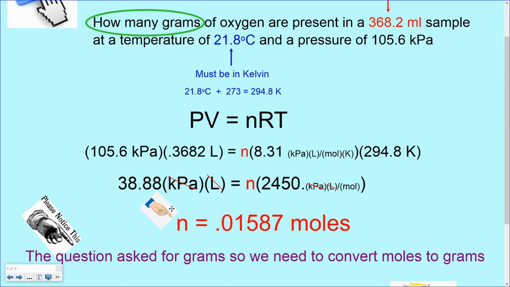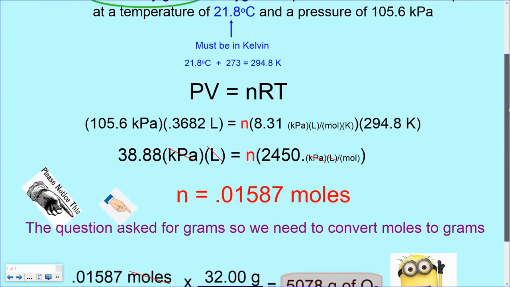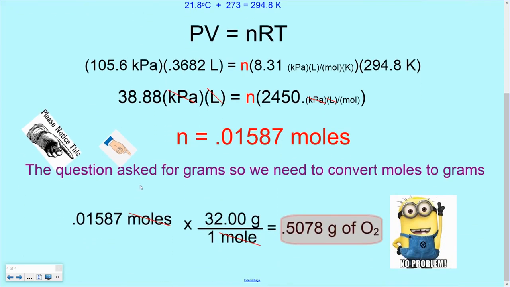So we're almost done, but we have to remember it didn't ask for moles. It said how many grams. So the question asked for grams, so we need to convert moles to grams, which you're all probably doing in your sleep by now. So here we go. I take the 0.01587 moles. It's oxygen. On the stoichiometry part, some of you still forgot that oxygen is one of the diatomics.